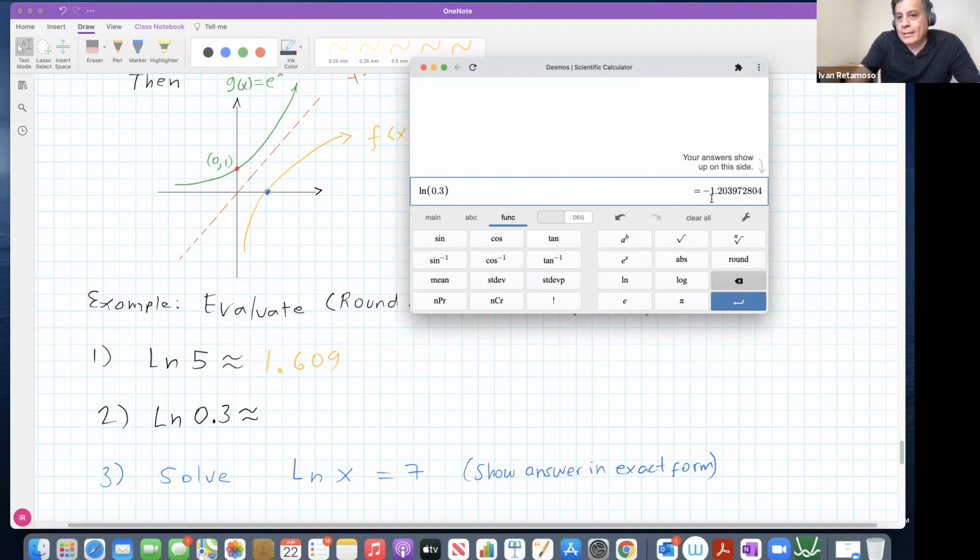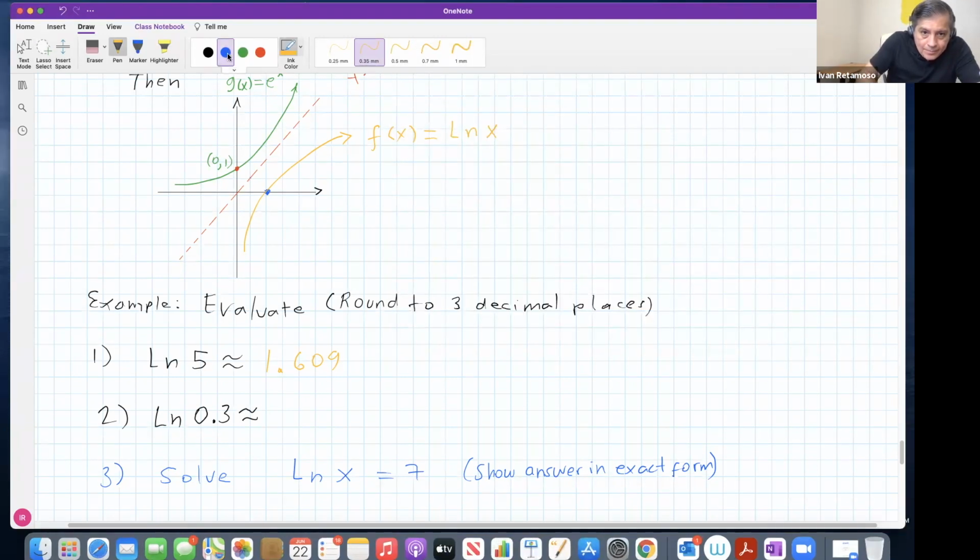0.3 now, 0.3 is the argument. Output is negative 1.203 followed by a 9, so negative 1.204, right? Rounding to the nearest 1,000. Very good, guys. So this is what the computation gave us, right? Negative 1.204, rounded to the nearest 1,000.